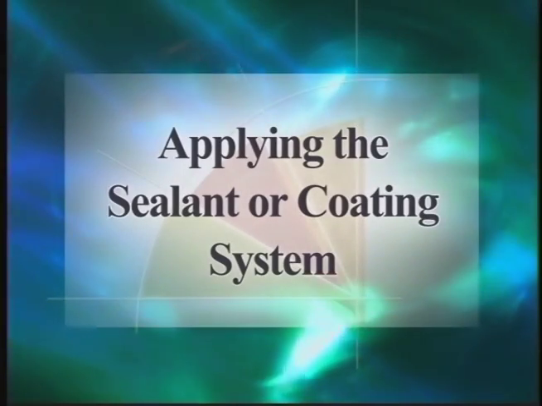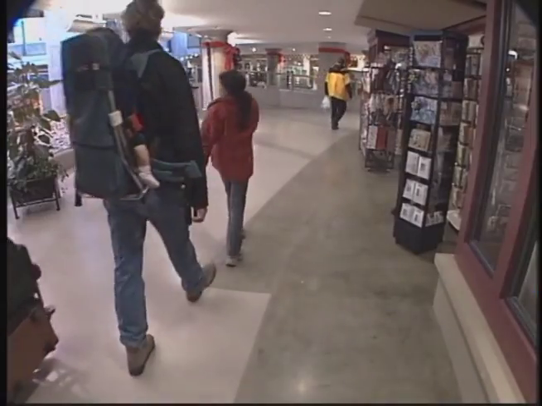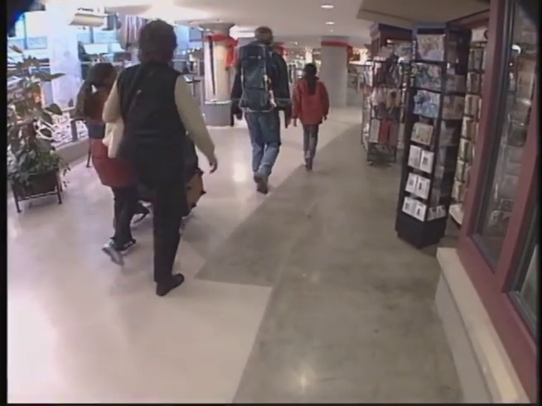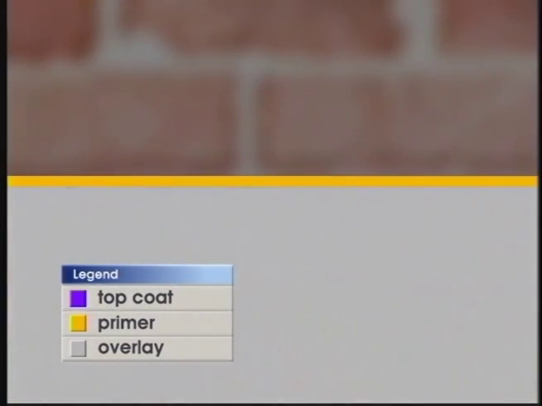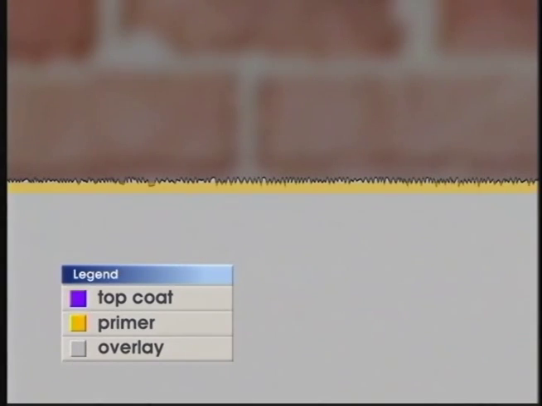Applying the sealant or coating system. An excellent way of sealing and protecting interior architectural concrete flooring projects is by using a primer plus top coat system. The primer is designed to penetrate and act as a root system, providing a tenacious bond to the substrate, while the top build coat provides a durable wear surface.